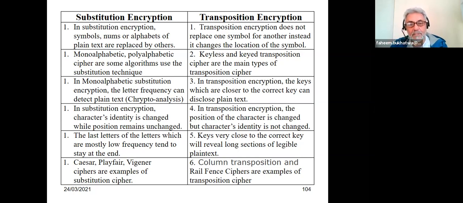So in transposition, you don't bring anything new. You just change the position, which has its own advantages and disadvantages. In transposition encryption, keys which are closer to the correct key can disclose plain text. Sometimes you use close enough keys, they will not give you the full message, but they will reveal some of the characters. So that's another weakness.